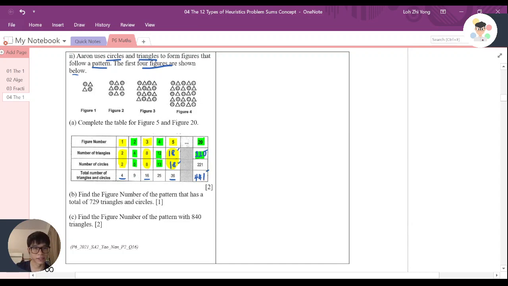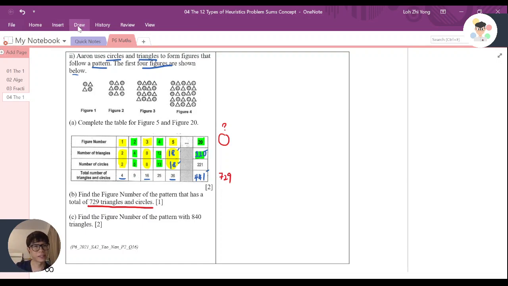Now look at B. B here says to find the figure number of the pattern that has 729 triangles and circles. Now, we need to find what the figure number is. I don't know the figure number when the total number is 729. This is our challenge now.